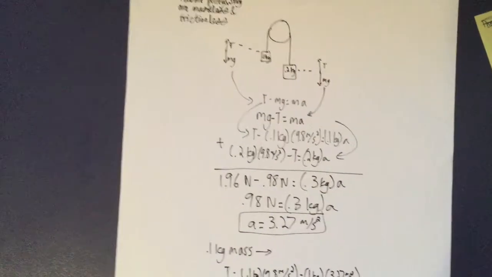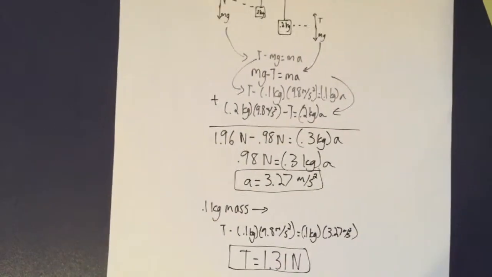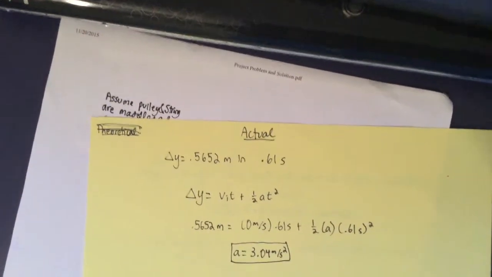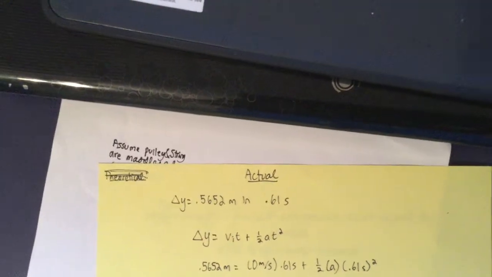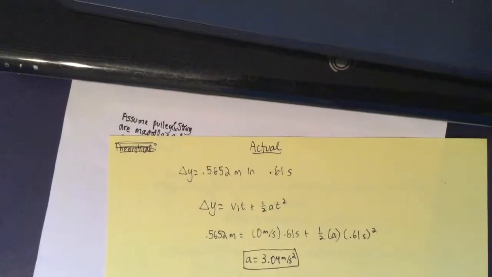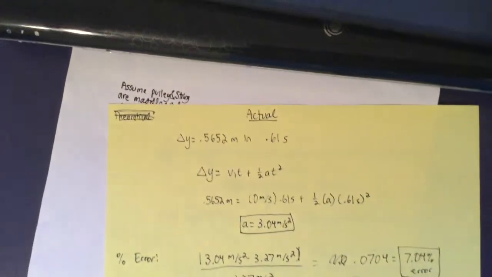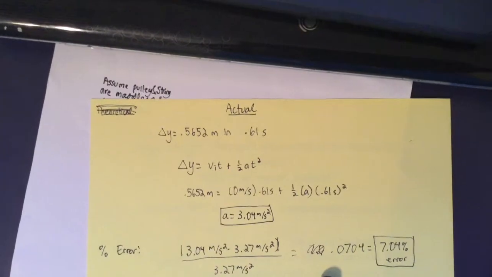And then with this, we can use one of our equations to find the tension of the string, which would be 1.31 newtons. Then we can move on to the actual calculations that we got from our experiment, as each of the masses traveled 0.5652 meters in a time period of 0.61 seconds on average. Using our kinematics equation, we can find that the acceleration of the system was 3.04 meters per second squared, and thus the percent error can also be calculated as 7.04% error.